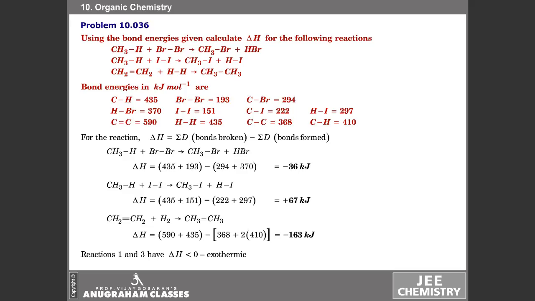Both are examples of exothermic reactions. The second reaction is endothermic. So this illustrates how to predict the feasibility of a reaction using delta H for the reaction.